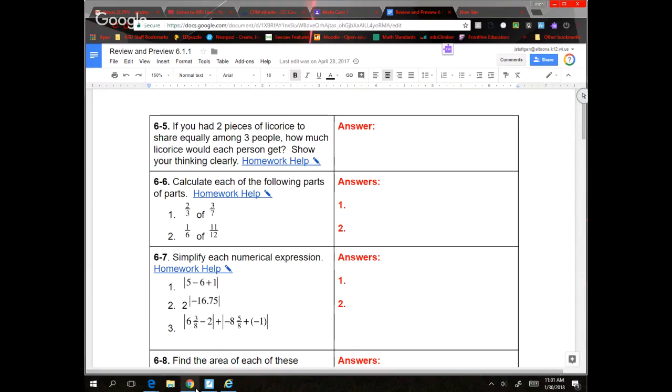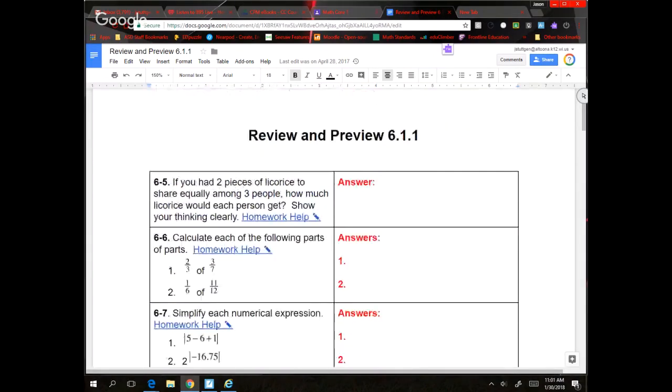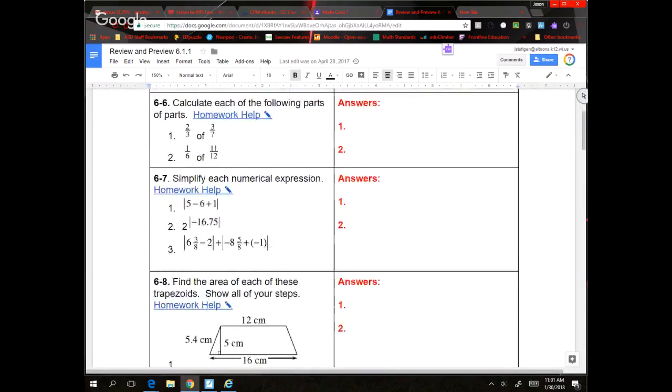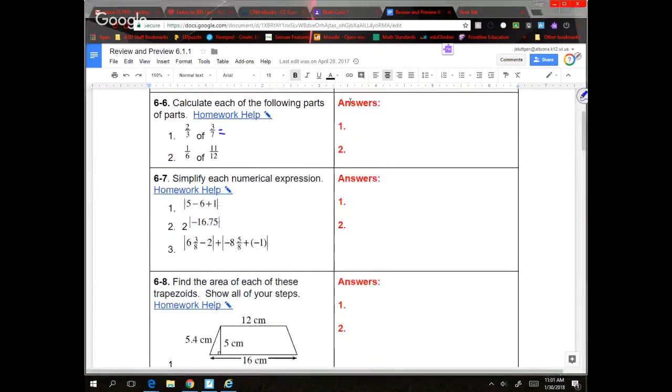Second one. The word "of" with fractions, remember, means multiplication. And when you multiply fractions, you multiply straight across. So 2 times 3 is 6. 3 times 7 is 21. That is also the same as 2 sevenths because I can divide each number by 3.